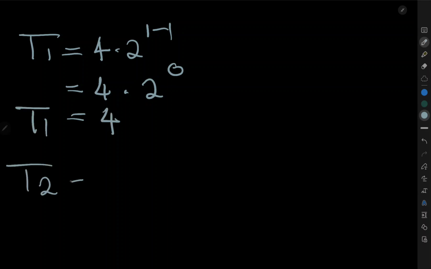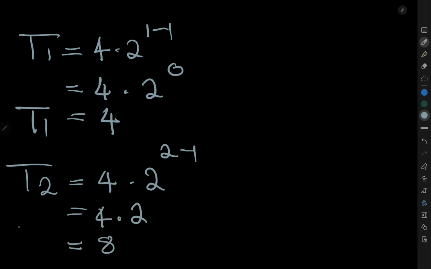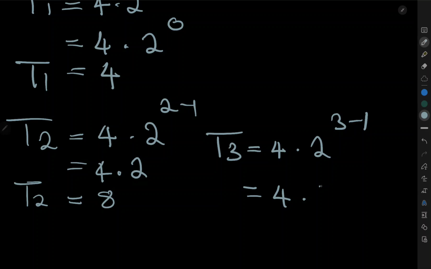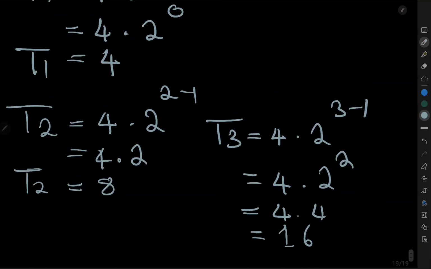And then T2, we do the same thing. So it will be 2 minus 1, and that will give us 4 multiplied by 2, which gives us 8. That's the value of your T2. And obviously we have our T3, which is 4 multiplied by 2 to the power of 3 minus 1, which gives us 4 multiplied by 2 to the power of 2, which is 4. So 4 times 4 gives us 16.